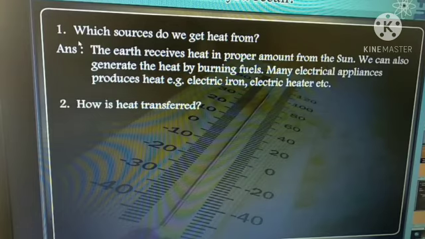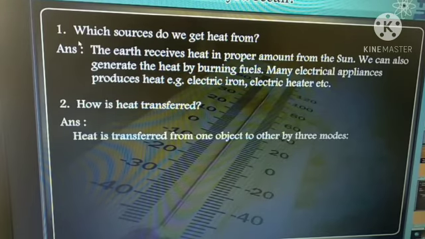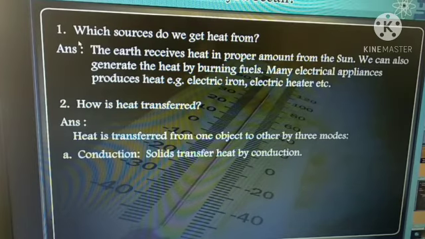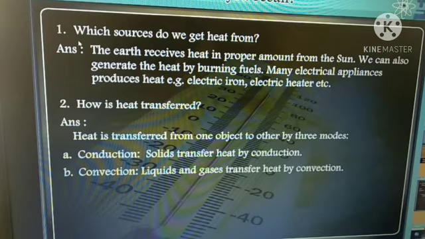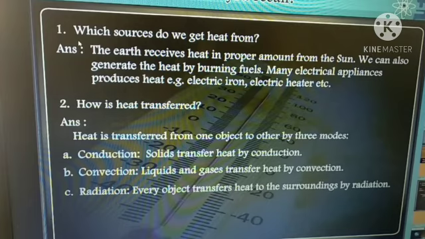Next question: how is heat transferred? Answer: heat is transferred from one object to another by three modes. First, conduction. Solids transfer heat by conduction. Second, convection. Liquids and gases transfer heat by convection. Third, radiation. Every object transfers heat to the surroundings by radiation.